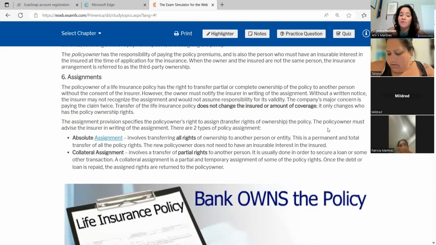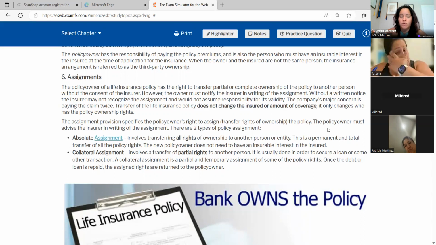Since the policy is already in place and already accepted, there is no longer that need for insurable interest on the insured. Now you also have the collateral assignment, which involves a transfer of partial rights to another person. It is usually done in order to secure a loan or some other transaction. A collateral assignment is a partial and temporary assignment of some of the policy rights. Once the debt or loan is repaid, the assignment rights are returned to the policy owner.